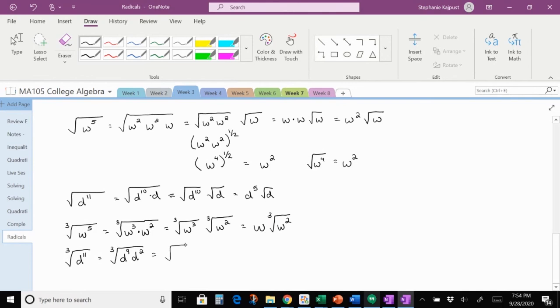So I'm going to separate out what I can divide by 3, which is the exponent of 9, from the exponent I can't divide by 3. Then taking the cubed root divides the exponent by 3. So 9 divided by 3 is 3. So I'm left with w cubed, and then I have the cubed root of w squared.